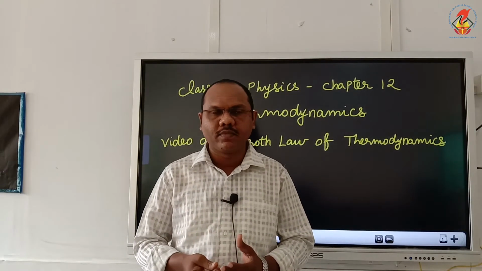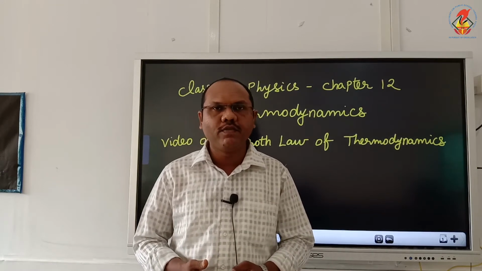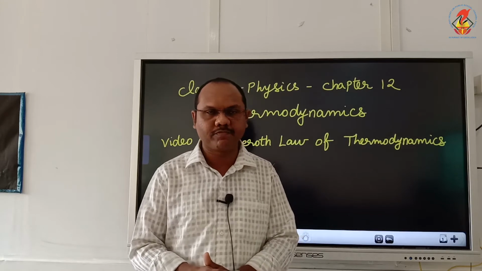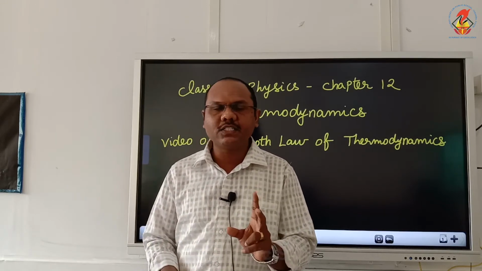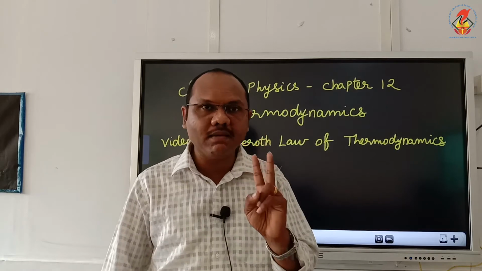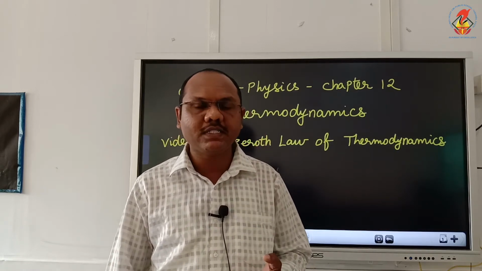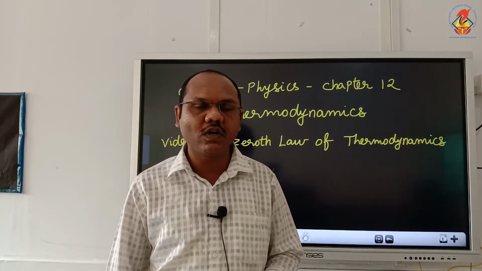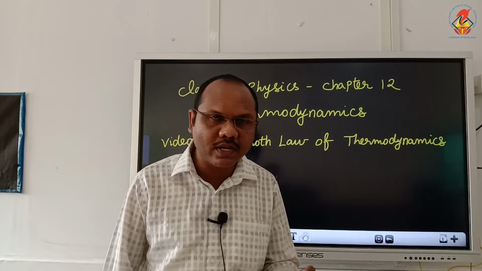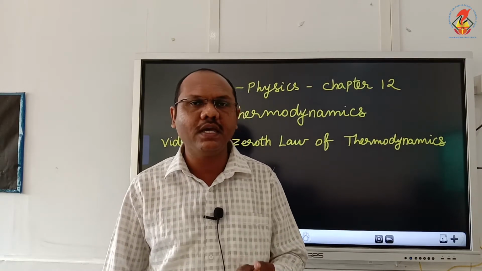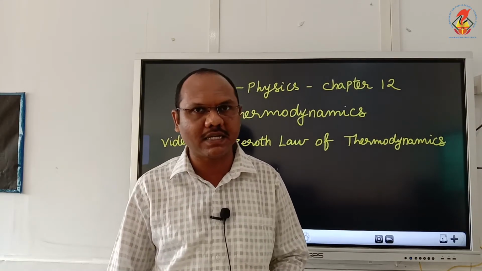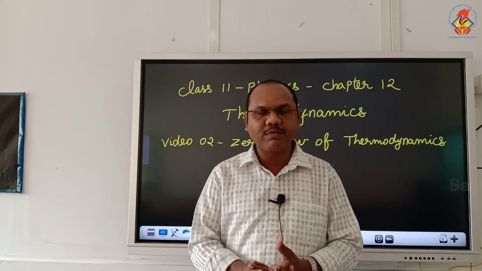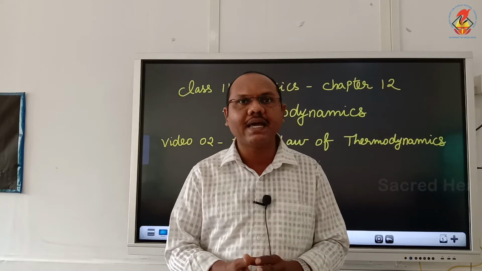Hello students, in this session we are going to deal with the zeroth law of thermodynamics. In the last section I was discussing two types of walls which separate the system and the surroundings. The first wall is called an adiabatic wall, which is an insulating wall, so there is no heat transfer between the system and the surroundings. The second wall is called a diathermic wall, which is a conducting wall.